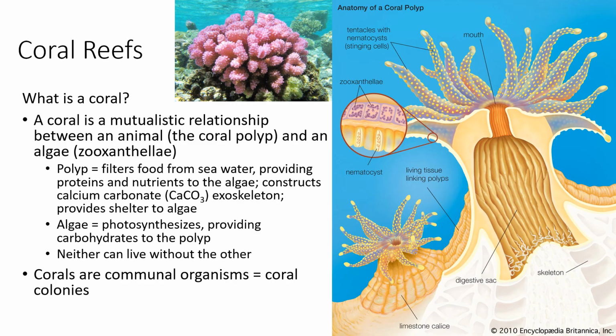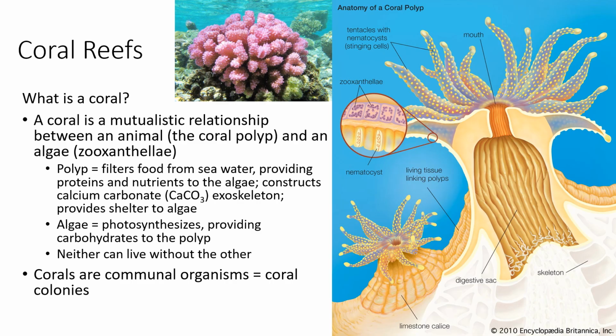The polyp is the animal. It filters food from the seawater. It provides nutrients. It will provide proteins to the algae. It also is what constructs the calcium carbonate exoskeleton. So the coral structure is created by these polyps. Each individual polyp on a coral is an individual organism, but they form these colonies that we call corals.